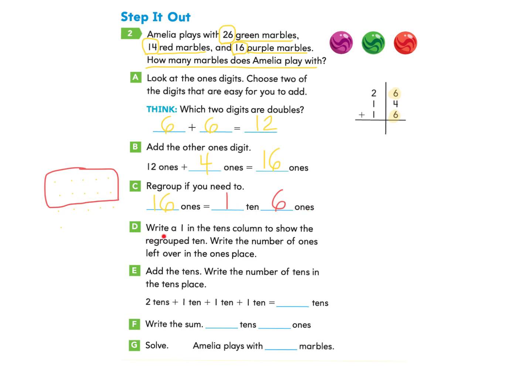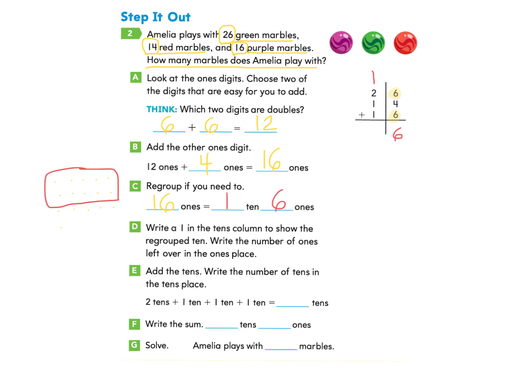Now it asks us to write a 1 in the tens column to show the regrouped 10. So this 1 ten, we are going to write here. And then it asks us to write the number of ones left over in the ones place. What was left over? That's right, it was 6 ones. So we're going to write that 6 here.